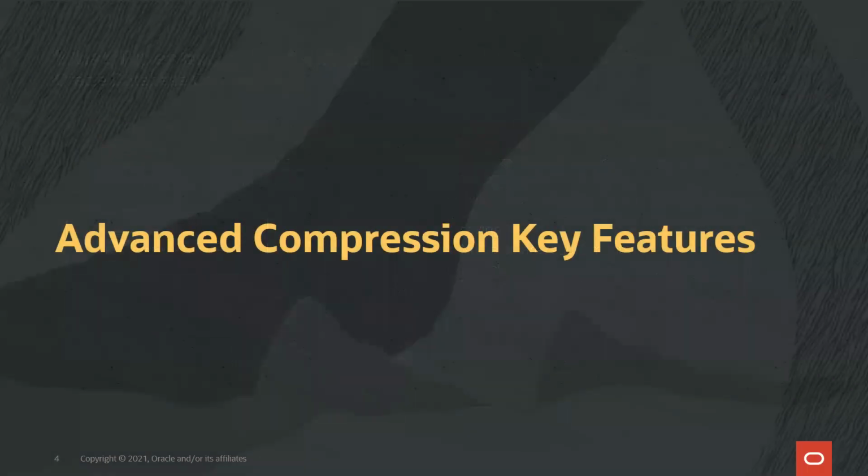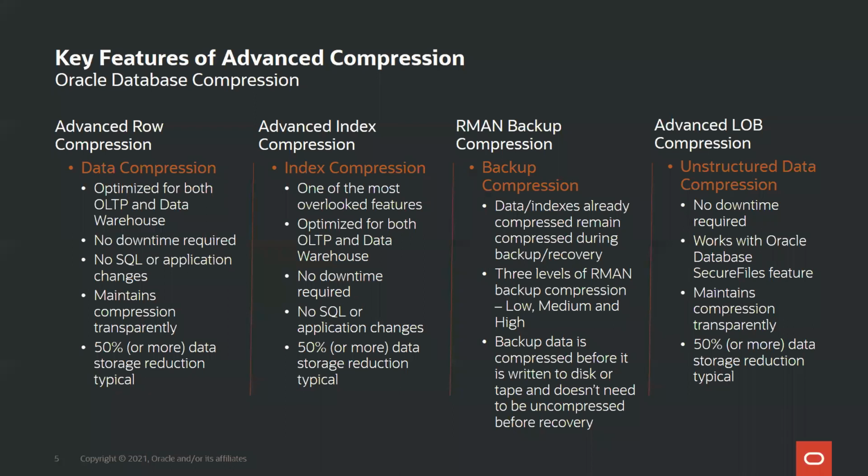What are some of the key features of advanced compression? Advanced compression is comprised of a large number of capabilities. I picked out sort of the top four here, those being the ones that are most commonly used by our customers. And this includes advanced row compression, which is the data compression component of advanced compression, and is designed for both OLTP and data warehouse applications. It typically sees about a 50% reduction in storage footprint.